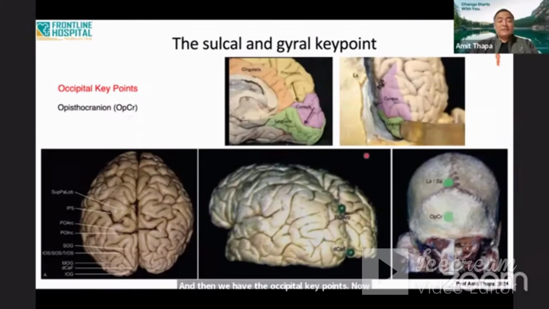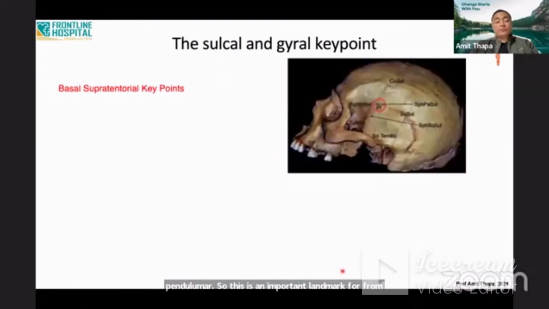And then we have the occipital key points. Now, the occipital key point is basically the opisthocranion, and opisthocranion is the posterior or the occipital protuberance of the occiput, which actually lies over the apex of the calcarine sulcus. And if you see the axial plane, which is made by this particular point, it will be involving the posterior part of the calcarine sulcus, the anterior part of the lingula, and then the isthmus of the cingulum, and then one can actually go into the splenium. So this particular axial plane can be defined by this opisthocranion cranial landmark.